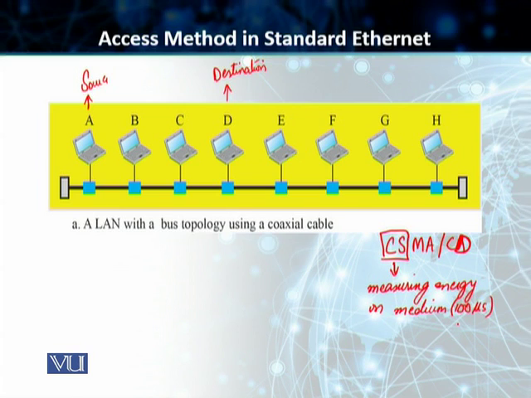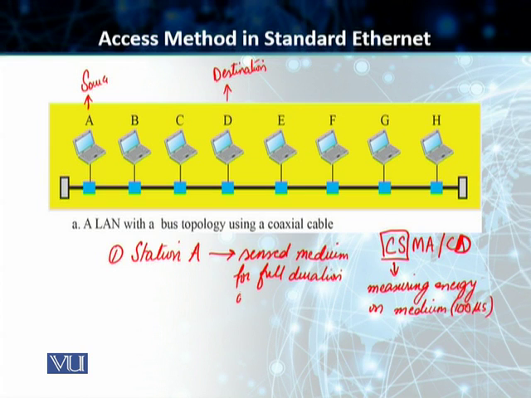Now, students, once the medium is sensed idle and station A has started transmitting the frame, the medium sensing does not stop there. The reason station A keeps on checking the medium continuously is because of two scenarios. The first scenario is that station A has sent its frame and no collision is sensed. Station A sensed the medium for the full duration of the frame, and what we found out was that there was no collision.